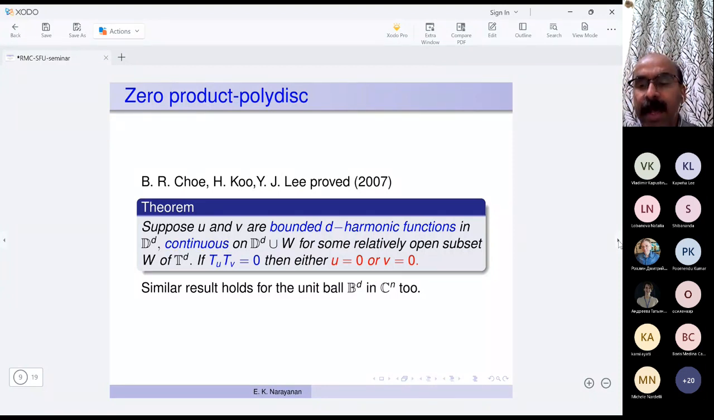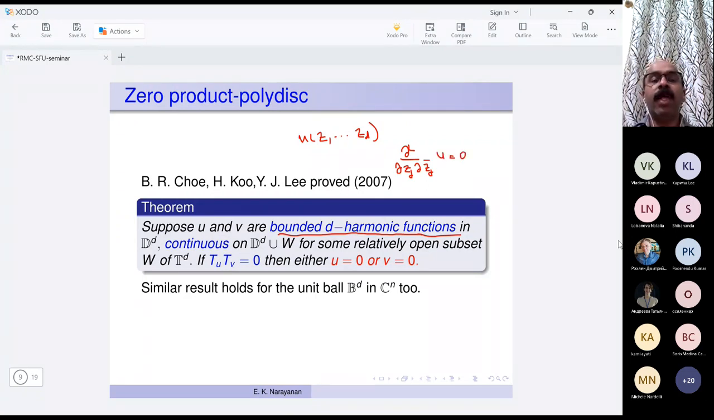So in 2007, again, somewhat recent, Cho and Ku Lee proved that suppose U and V are bounded d-harmonic functions. So remember, we are in the d variable situation. So the assumption is that it is a bounded d-harmonic function. So what is a d-harmonic function? U has d variables z1, z2, ..., zd, and we say it's d-harmonic if it is harmonic in each variable. Okay, so you can say d squared by dz_j dz_j bar, right? So that would be the Laplacian in the jth coordinate, and that is 0.